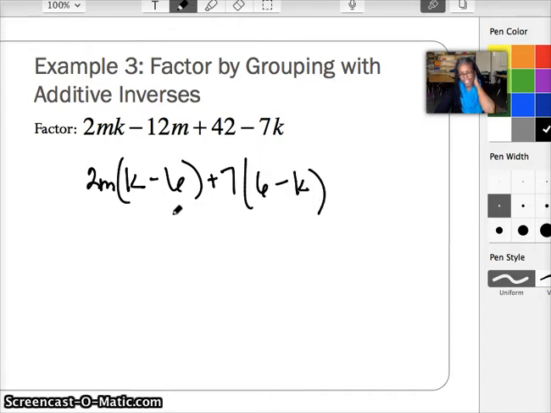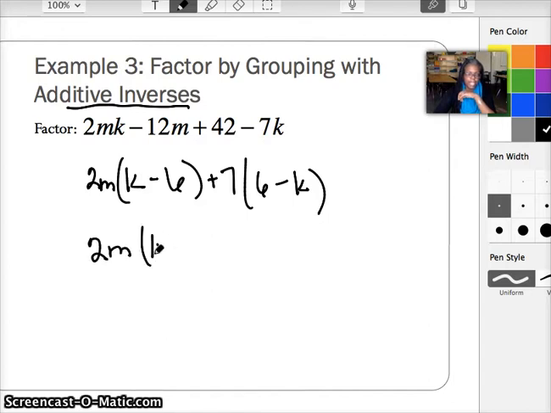Now, when I do factoring by grouping, I want these guys to be exactly the same. And when they're not, that means it might not have been a factor by grouping opportunity. It doesn't work out. But as I look closely, I see k minus 6 and 6 minus k are really similar. In fact, they are additive inverses. And how can we take care of additive inverses? By using -1.